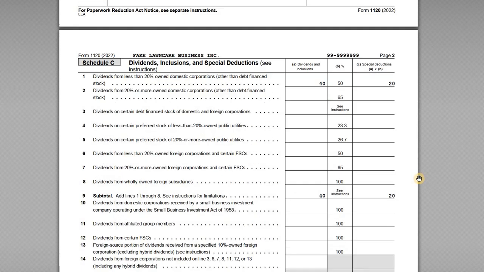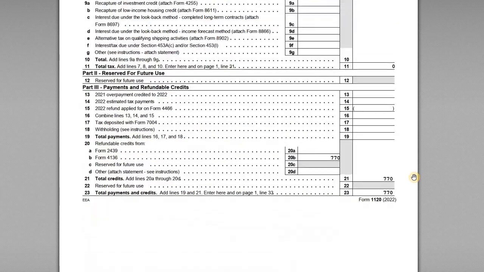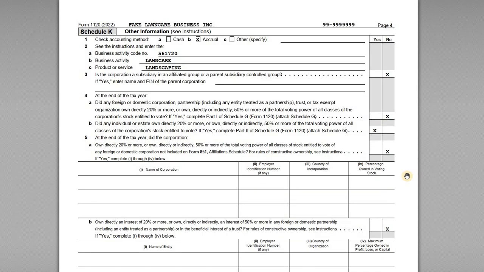Next good place to start is page 4, Schedule K. Information on the return and the company itself. This is also a good next place to go, because a lot of yes or no questions here will drive other elements of the return that you might need to complete, or pieces that you can just leave blank or ignore. So Schedule K, accounting method, we are operating on the accrual method. Business activity code, product or service, all that's entered.